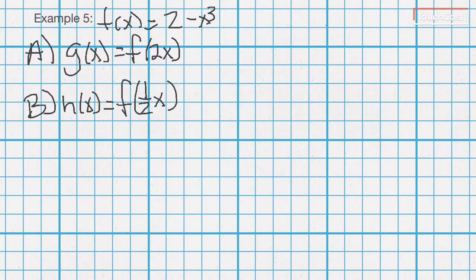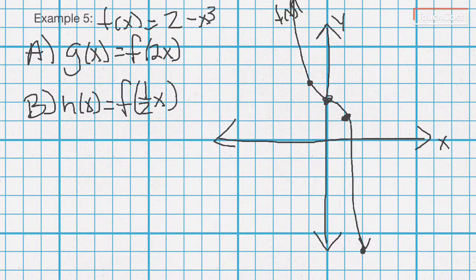So first I'm going to pop up what the graph of our parent function would look like. So here's my parent function. In blue, what we are looking at for A, this 2, that's inside f. What that means is we're going to take our original function and we're going to replace x with 2x. So we're going to do that. We're going to have 2 minus, replace x with 2x, and cube it.